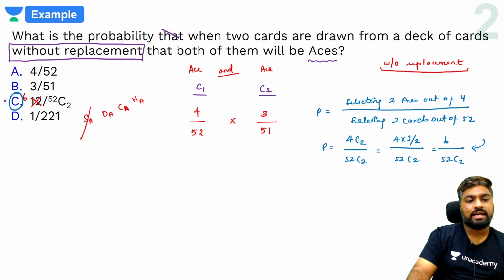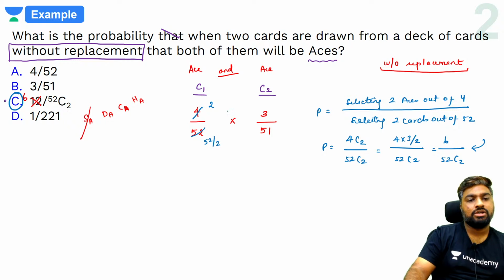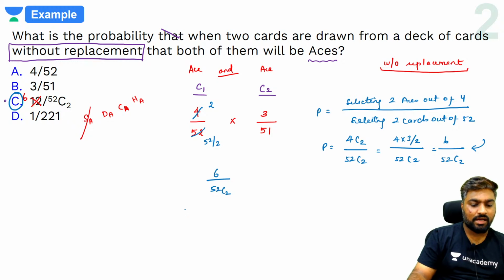If you want to try this out, twice this will become 26 times. 26 can be written as 52 by 2. So 2 into 3, 6 by 52 into 51 by 2 is 52c2. Understood?